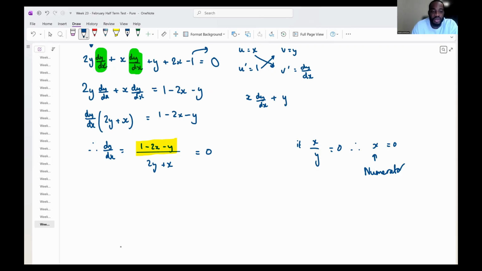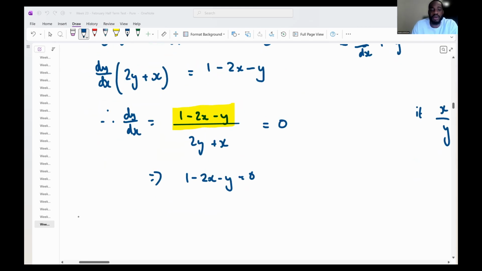The numerator is zero. So all we're going to do now is to say that 1 minus 2x minus y is equal to zero. Yeah? So we're solving this. Fantastic, Ruhi. So remember, how do we solve for the values of x and y? We're going to solve simultaneously, right?